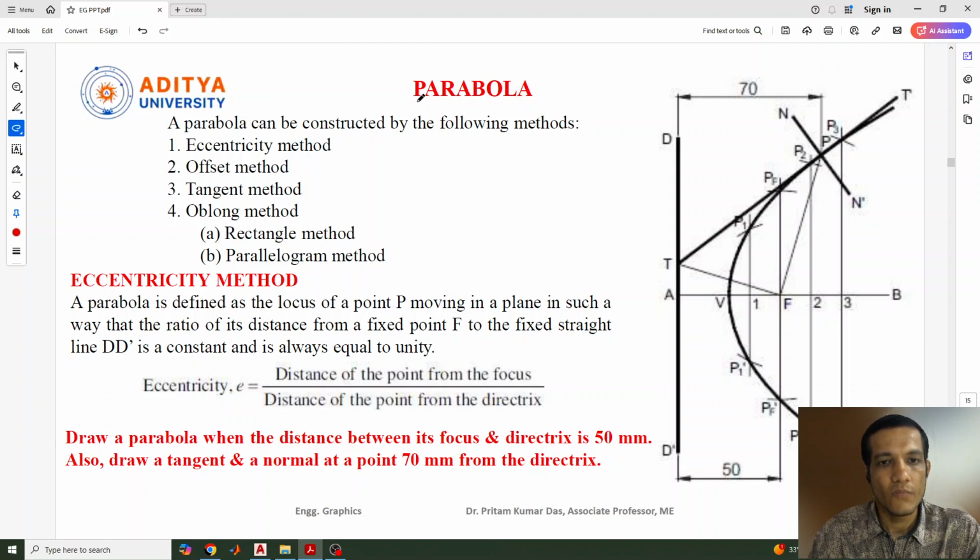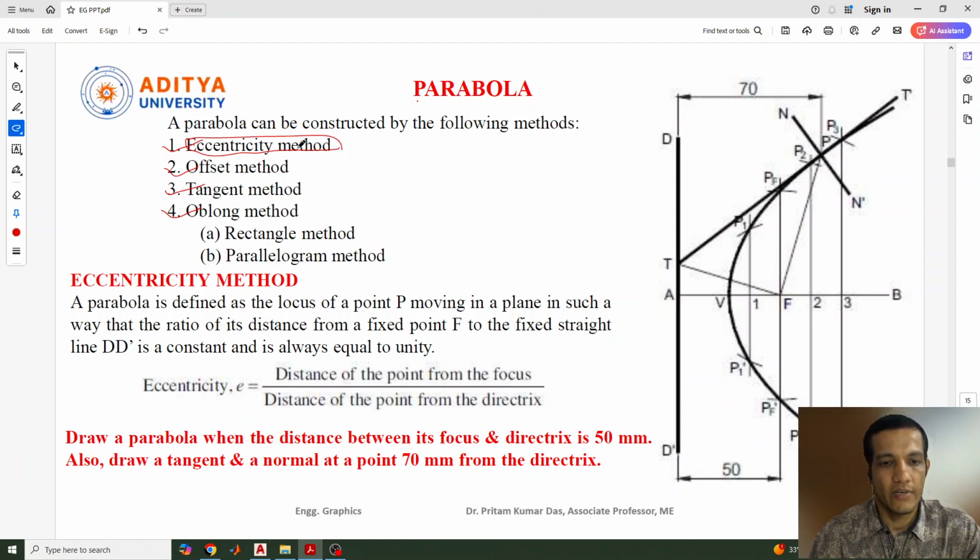To draw this parabola, different methods are there. The parabola can be constructed in different ways: one is the eccentricity method, another is the offset method, another is the tangent method, and another is the oblong method. In the oblong method, there are the rectangle and parallelogram methods. Today we will discuss how to draw a parabola by the eccentricity method.